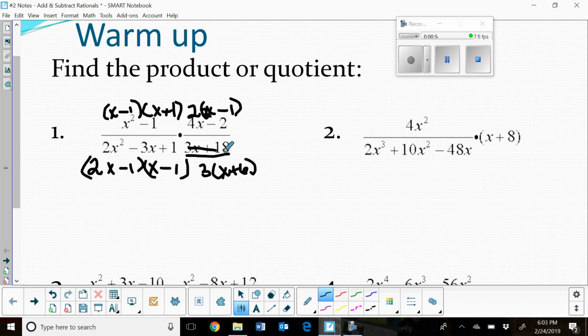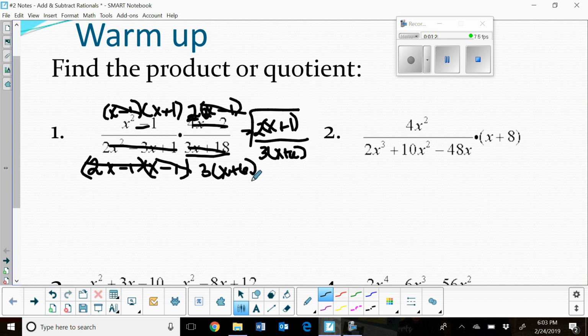Okay, so I've taken each one of my terms and I've factored them. And now let's cancel. So any like terms get canceled. So x minus 1 with an x minus 1, a 2x minus 1 with another 2x minus 1. So we're left with x plus 1 in the numerator. And then the coefficient I'm going to bring over is this 2. Don't forget it. And then the denominator is 3 and then x plus 6. So that's how you work the first one.